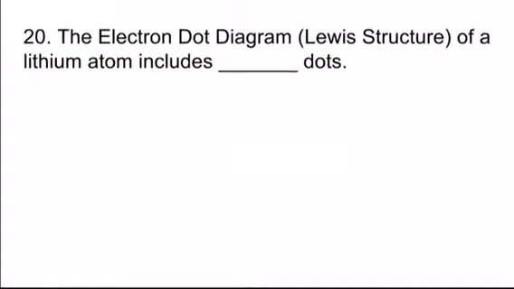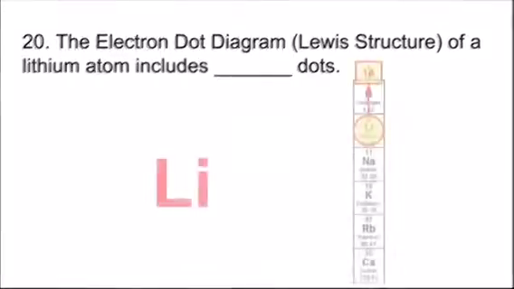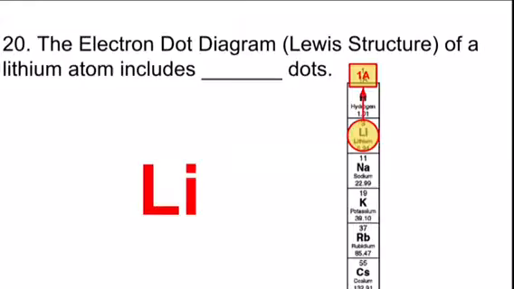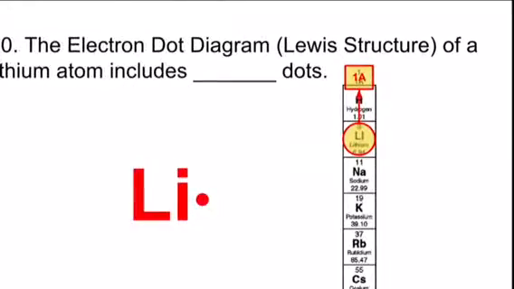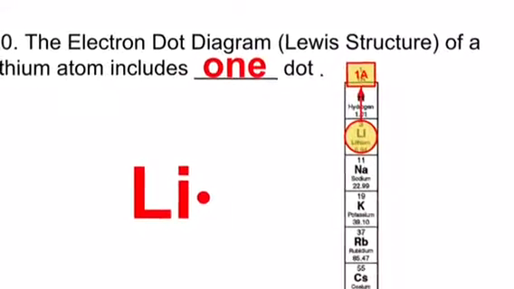Question number 20 asks us to figure out the electron dot diagram of a lithium atom. So we find lithium, it's in column 1A. Column 1A tells us it has 1 valence electron, so the dot structure for lithium is going to be the symbol with 1 dot next to it.